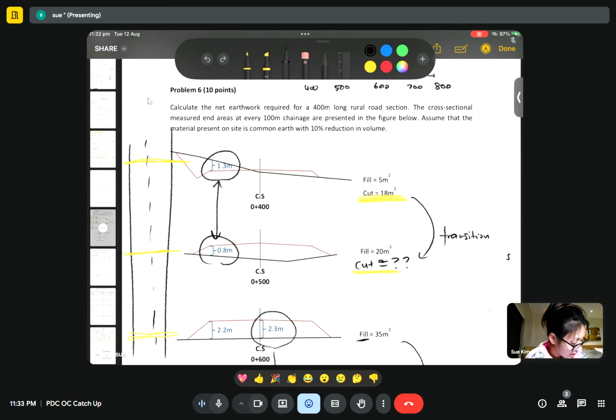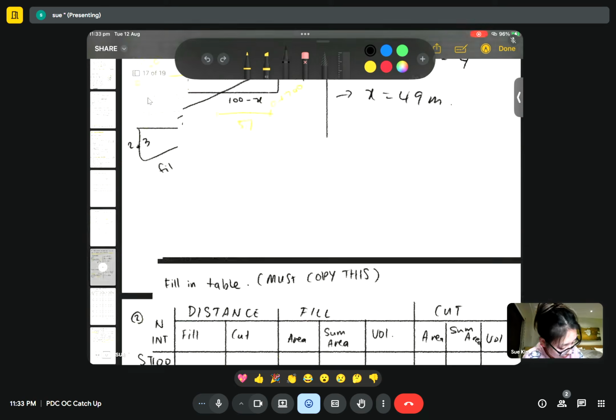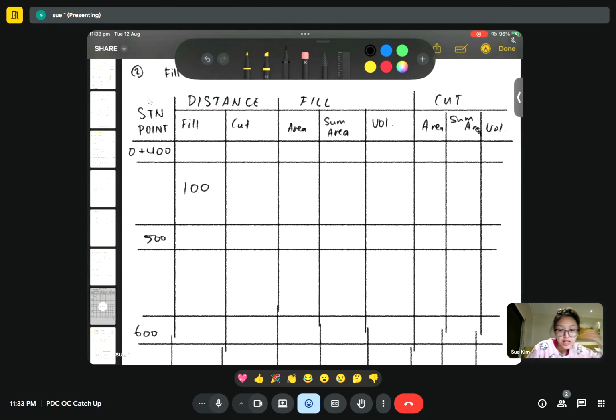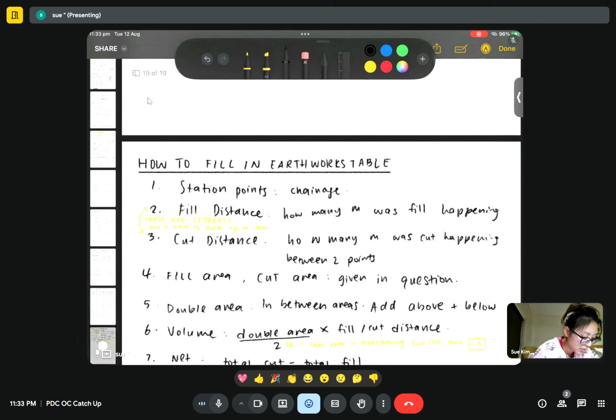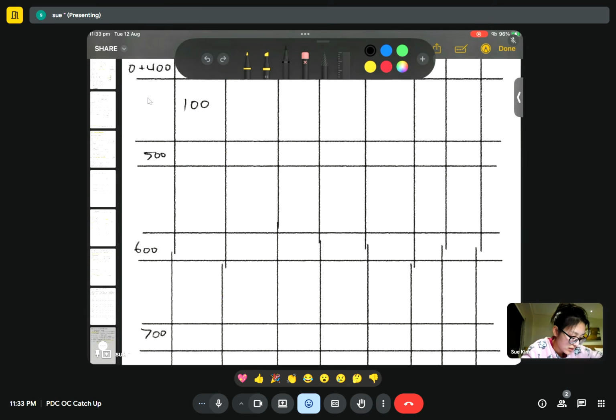How do I know that? Because there's fill area to start with, and then by the time you finish, there's still fill area. So that means fill was happening for the whole time. So I'm going to put fill distance is 100 meters here. Now notice how in the steps I put fill distance and cut distance as separate steps. Don't try and combine them, because fill distance and cut distance can happen at the same time, so it's not going to add up to 100 all the time. So I treat them separately. Try and do all of the fill distances first and then all of the cut distances.